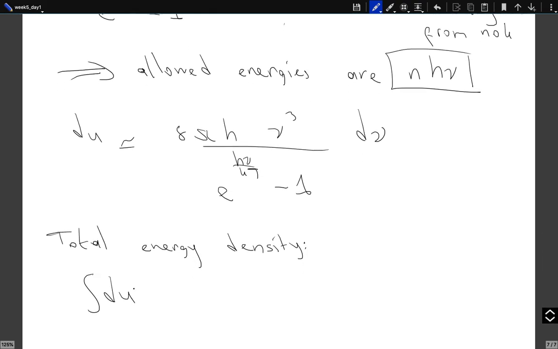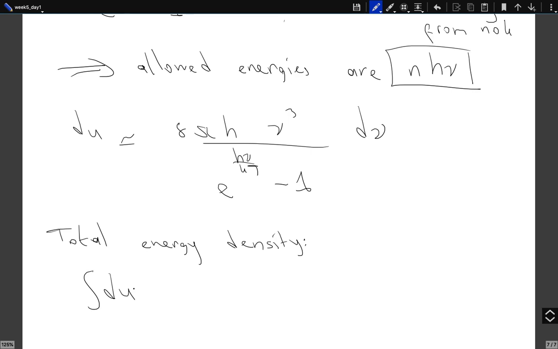Well, you see, in the beginning, what we said was that this was the energy per volume in the frequency range d nu. Still, we are looking at energy per volume.